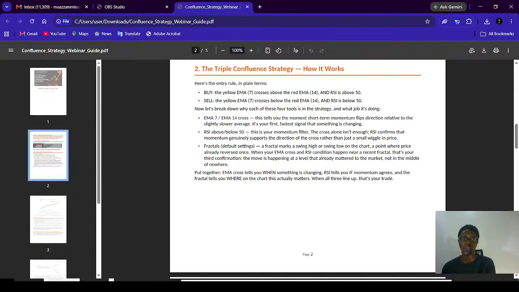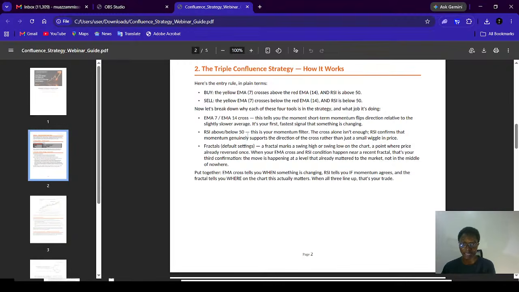Also the RSI. When you have RSI below 50, this is your momentum filter. When it is below 50, it means that the sellers are now stronger than the buyers. And so when you have only the cross, the cross isn't enough for you. You have to use the RSI confirmation to confirm that the momentum is genuinely supportive of your direction, either going down or going up. When you have it below 50, it means that the sellers are stronger than the buyers. And when it is above 50, it means that the buyers are stronger than the sellers.